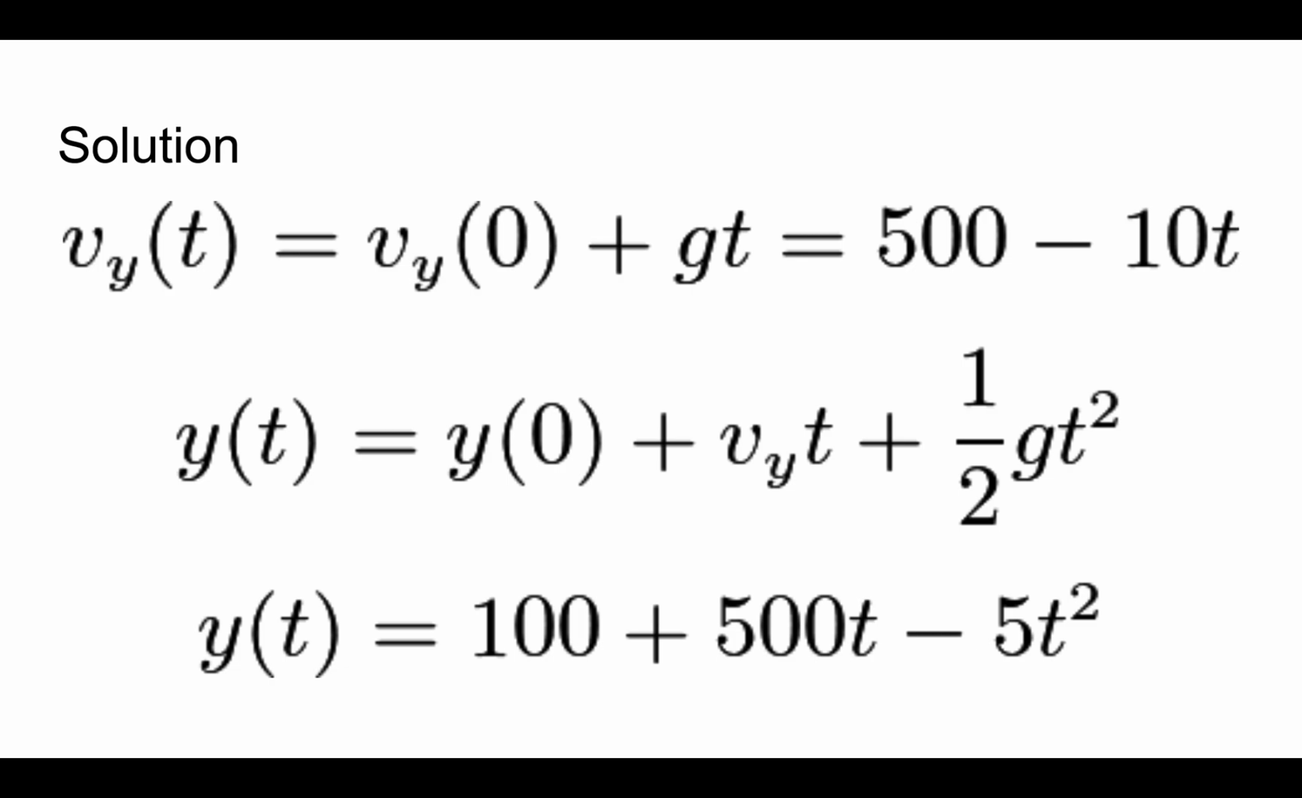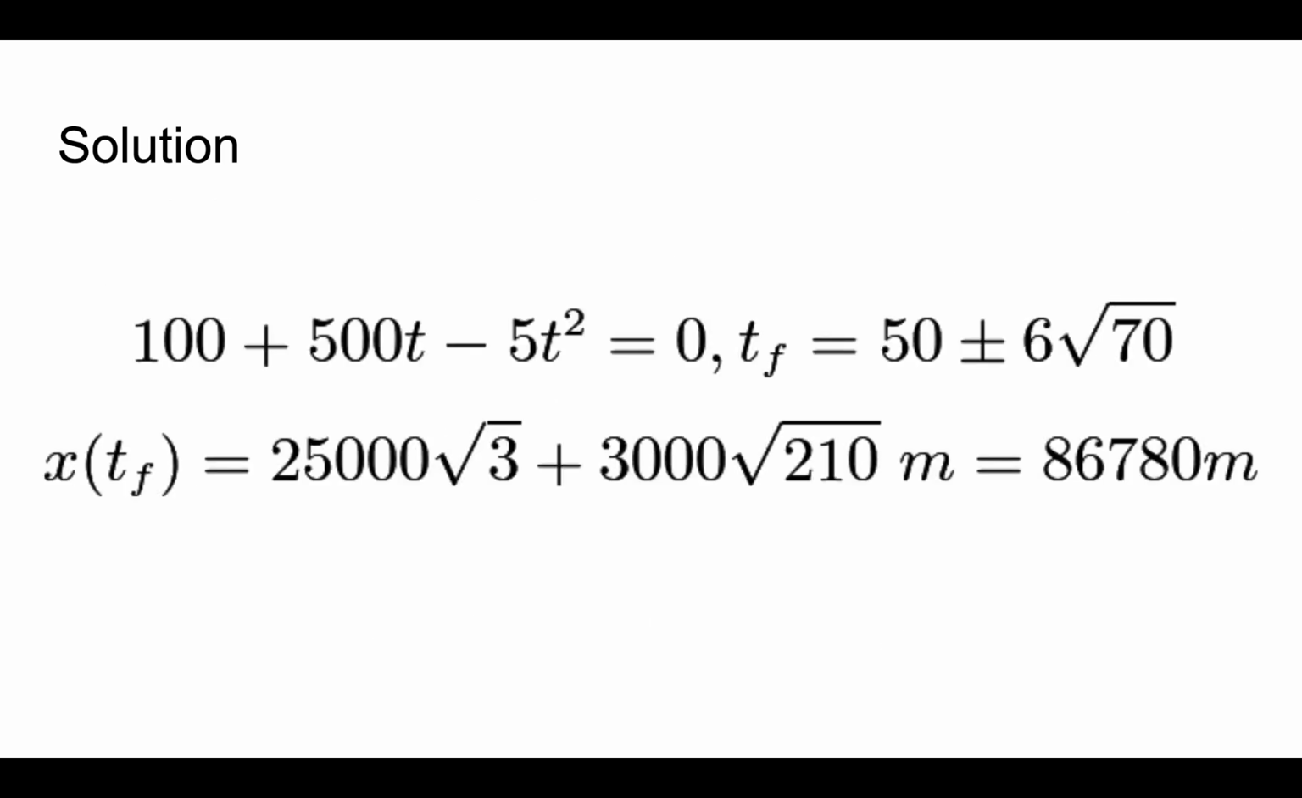So what we want to do is find the time at which our bullet crashes into the ground. So we set y equal to 0, and we solve using the quadratic formula. I haven't shown that work here, but it's what we're doing. And we find that t sub f, or the final time, is equal to 50 plus or minus 6 times the square root of 70. So here we're going to use the positive solution because the other solution is negative.